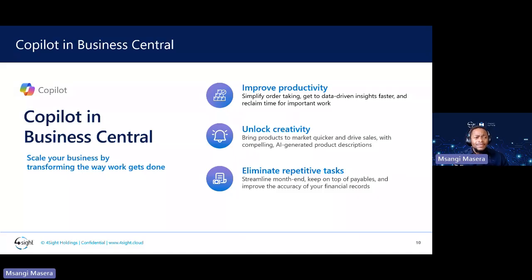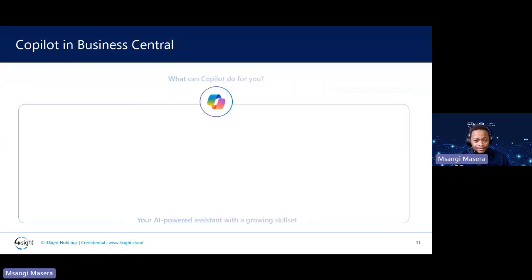I'm sure most of you have tested a large language model. It could be ChatGPT, it could be Gemini, but now Copilot still gives you that access. Think about the pertinent tasks that you do on a day-to-day basis. What do you need to ask? What do you need to ask about your operations? Which insight do you need to get? Because it will improve your productivity, help you unlock creativity, and help you eliminate repetitive tasks.